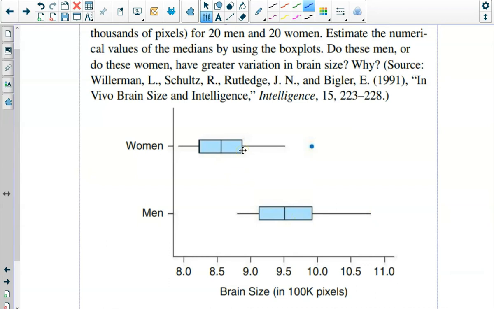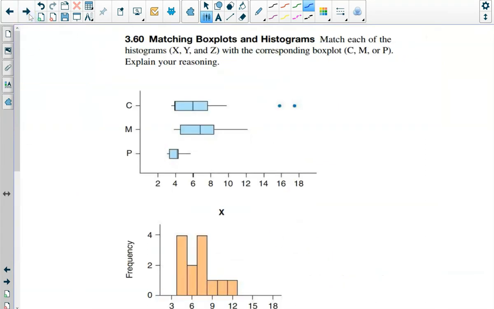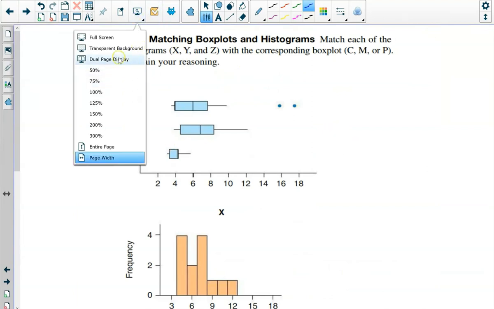So there's some food for thought for you. When they talk about variation, look at the range. All right? Nothing crazy there, promise. So let's take a look at this one. I need to actually expand the page for you.